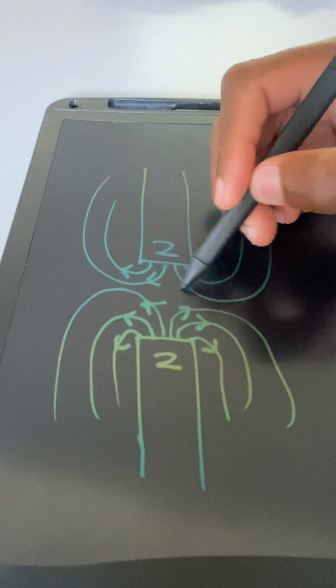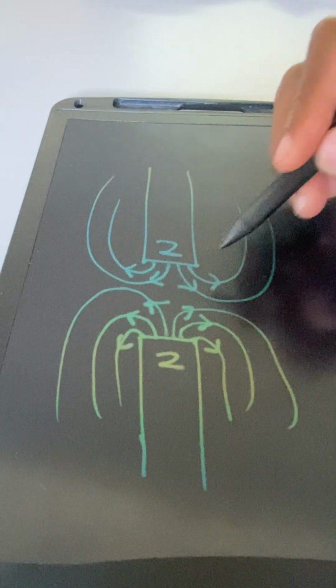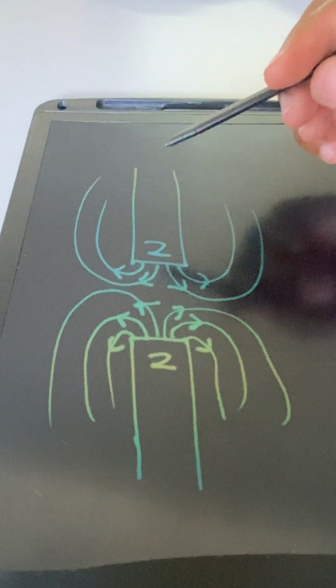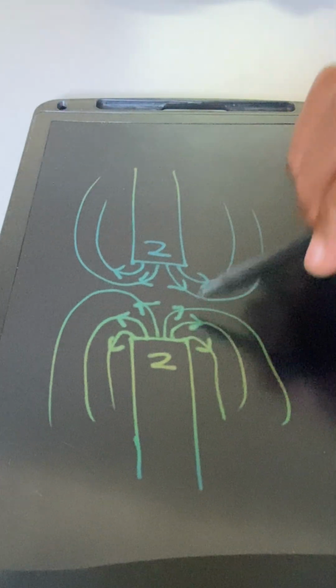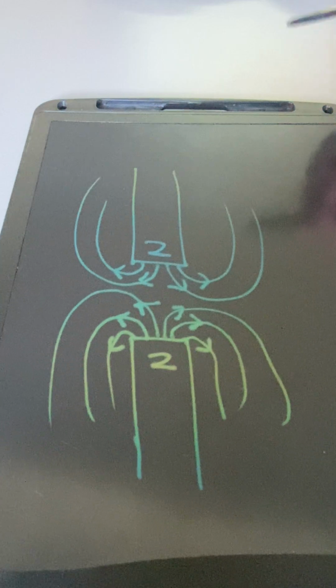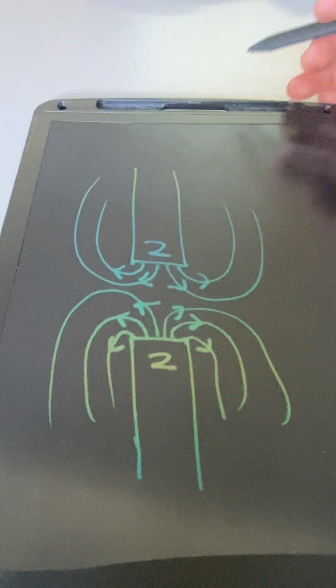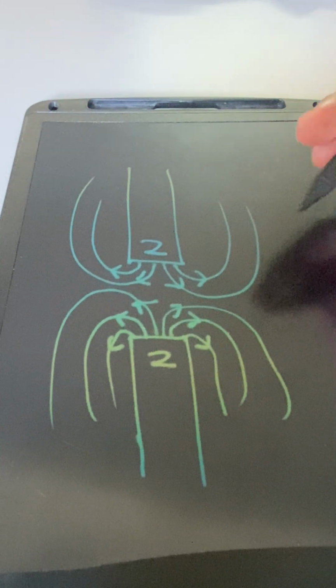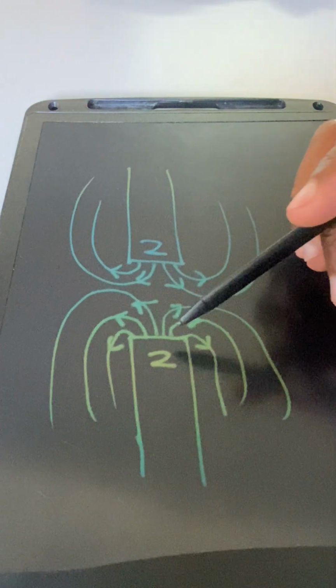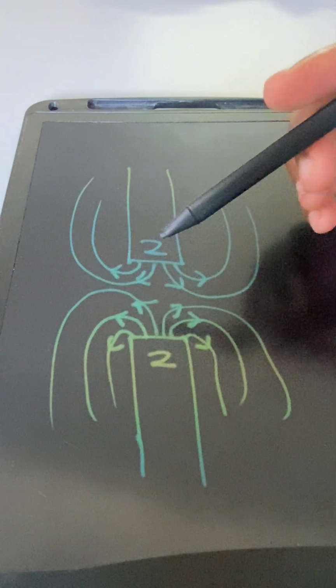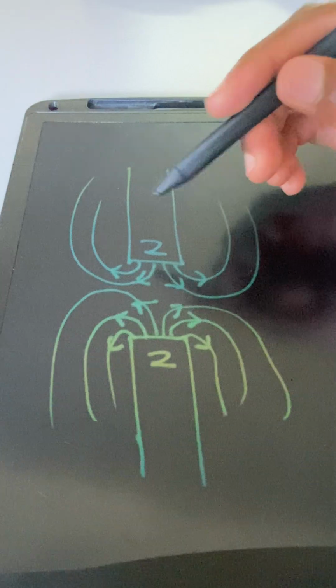Make sure that you always draw the arrows, because they show the direction of the magnetic field lines. So this is how you can draw the magnetic field lines between two magnets with the same polarity. And then also, if you have south, it's still the same thing.